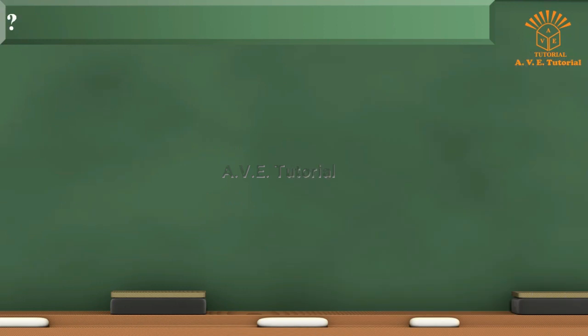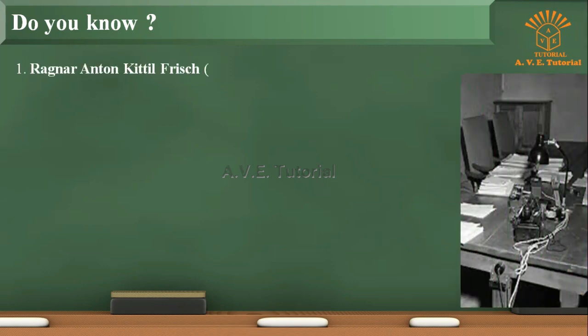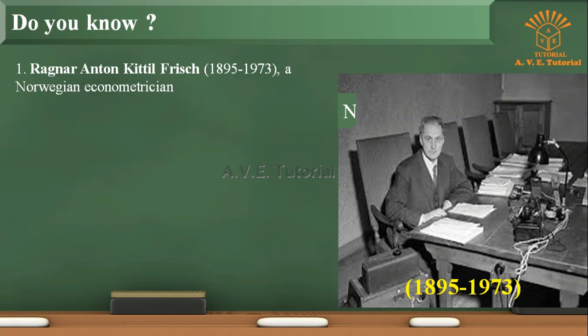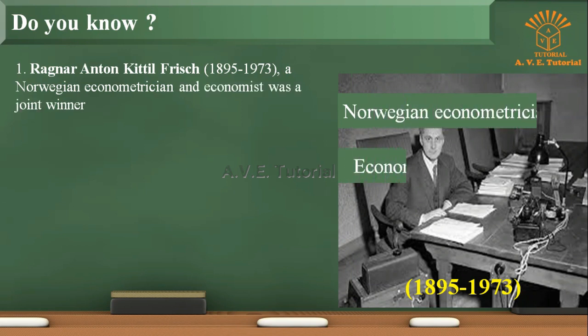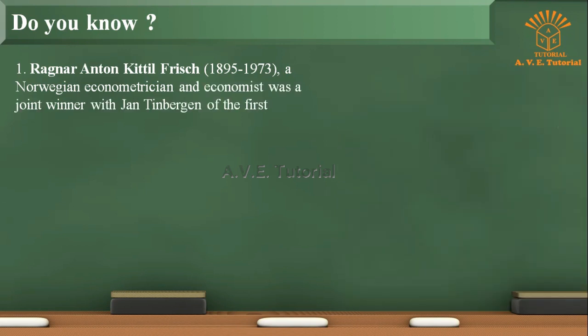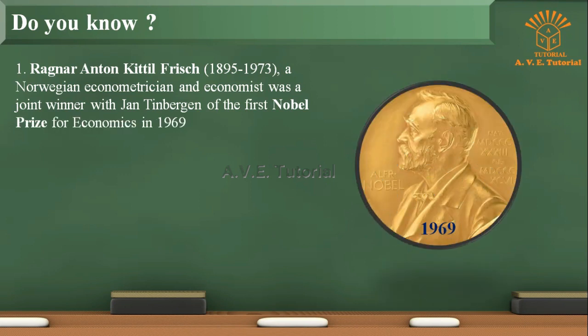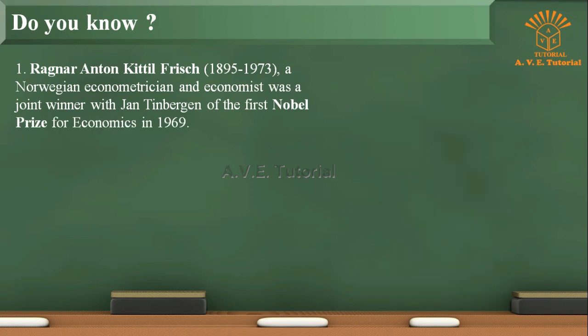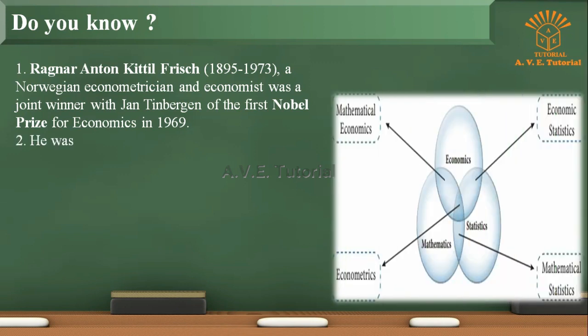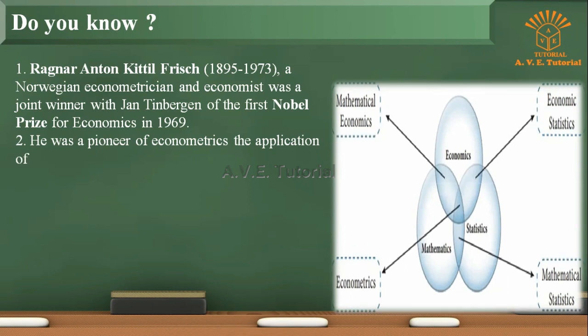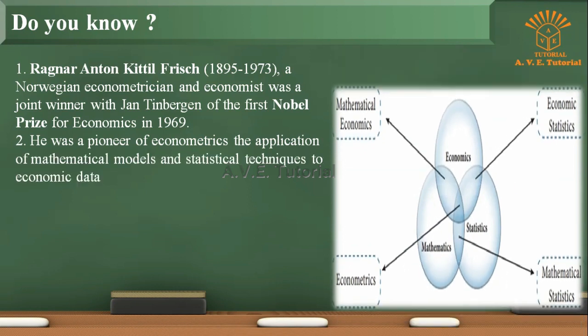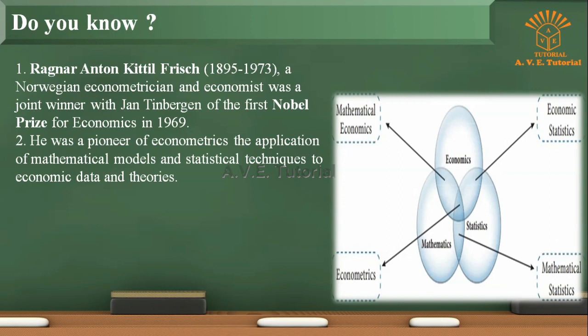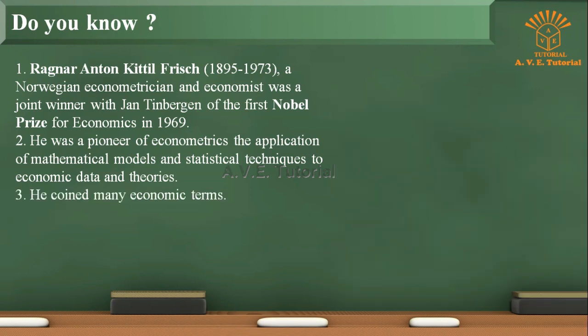Do you know? Ragnar Anton Kittil Frisch, 1895–1973, a Norwegian econometrician and economist, was a joint winner with Jan Tinbergen of the first Nobel Prize for Economics in 1969. He was a pioneer of econometrics, the application of mathematical models and statistical techniques to economic data and theories. He coined many economic terms.